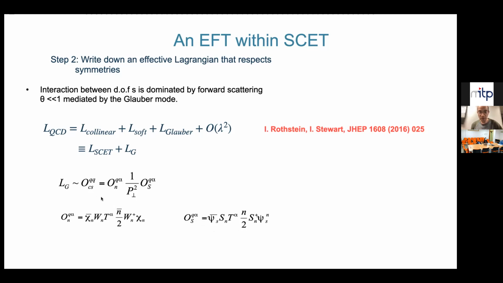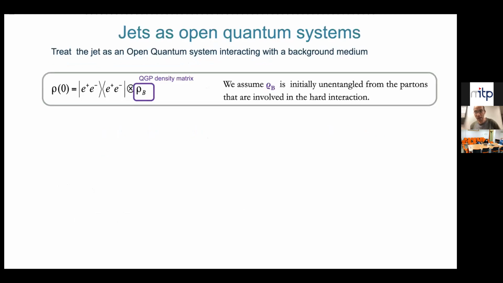We want to see how this EFT can now be used to actually solve the problem that we're interested in. This might be a bit technical, and if people have questions, I would be happy to answer them during the question session. But people should basically remember this form, that the QCD Lagrangian can be decomposed in this particular form.